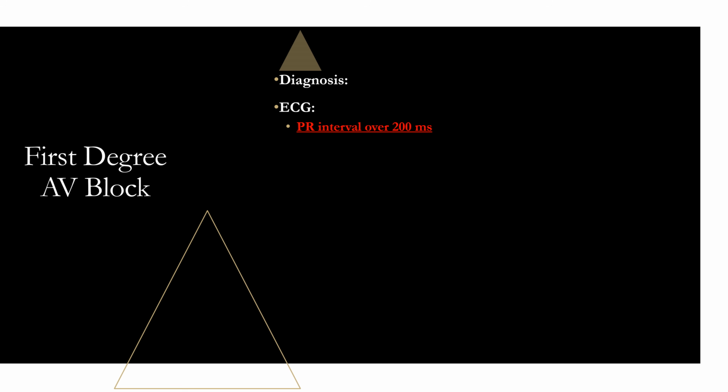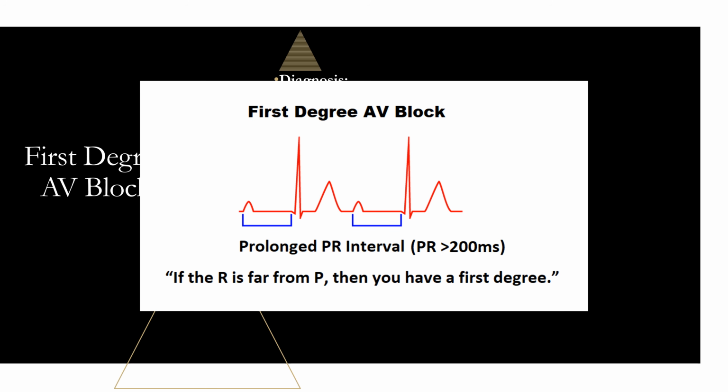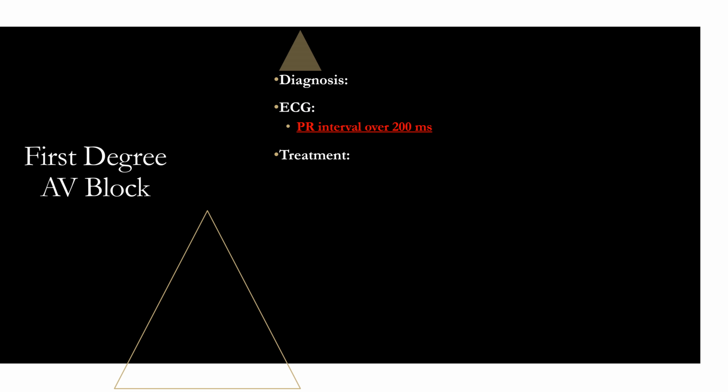And for a first degree block, you remember the ECG findings by remembering the rhyme. If the R is far from the P, then you have a first degree. That widened PR interval over 200 milliseconds. That's what you need to remember for your ECG findings.